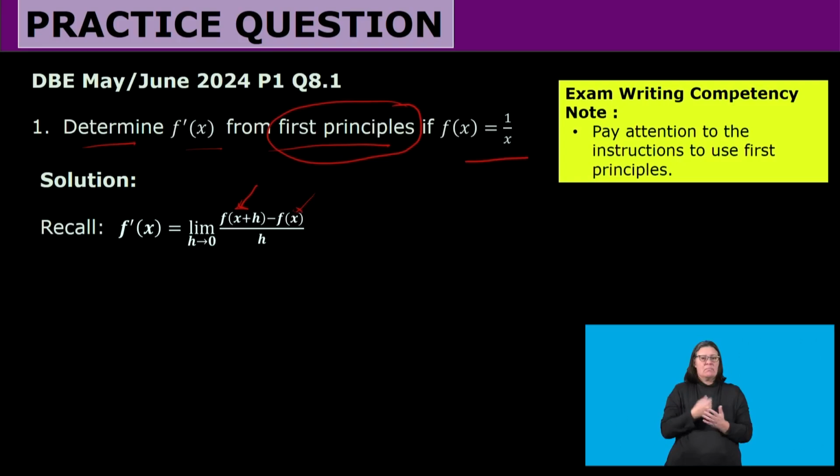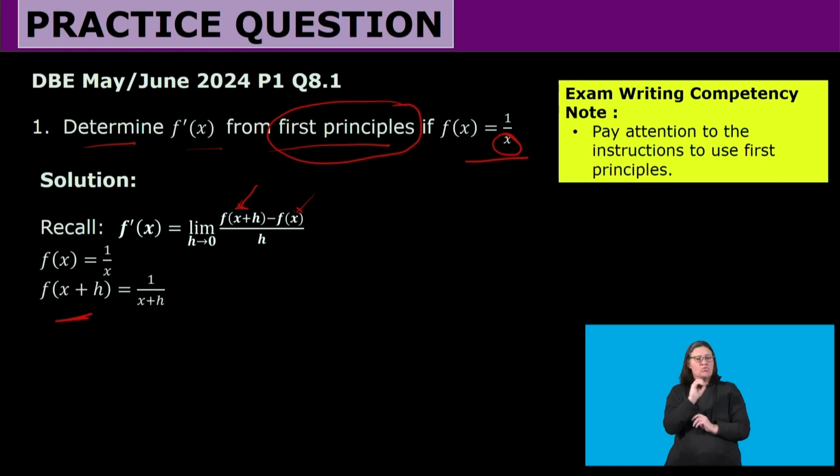Another alternative is you can list each one separately. So f of x is 1 over x, and you can work out what f of x plus h is by replacing x in your original question with x plus h. So you see, all I've done is I've replaced that denominator: x becomes x plus h. And then I can put these values into my formula and then attempt to simplify and find the derivative using first principles.